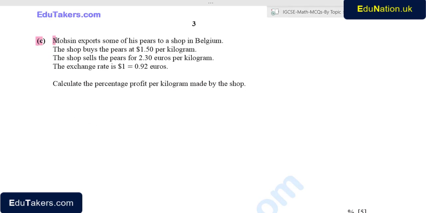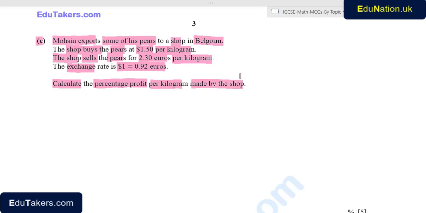Part C. Mohsin exports some of his pears to a shop in Belgium. The shop buys the pears at $1.50 per kilogram. The shop sells the pears for 2.30 euros per kilogram. The exchange rate is $1 is 0.92 euros. Calculate the percentage profit per kilogram made by the shop.